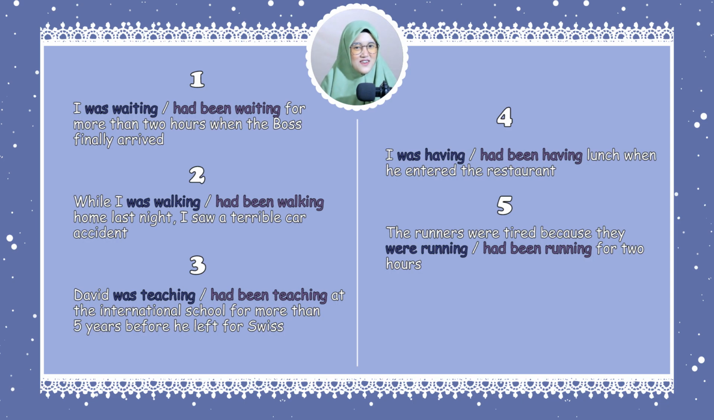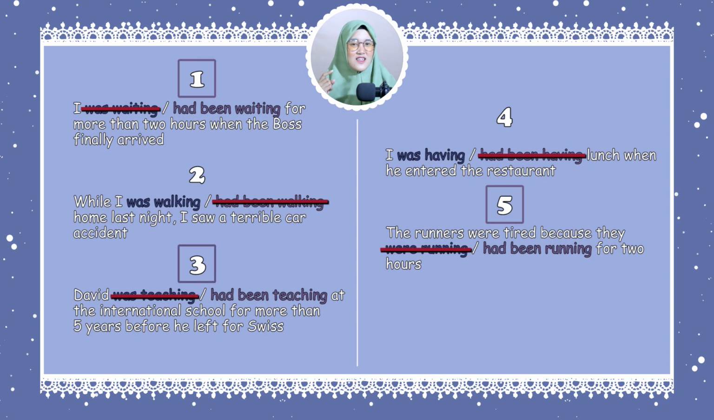Okay, now here are the answers. Numbers 1, 3, and 5 indicate a duration of time. Numbers 2 and 4 show the actions are happening at the same time.